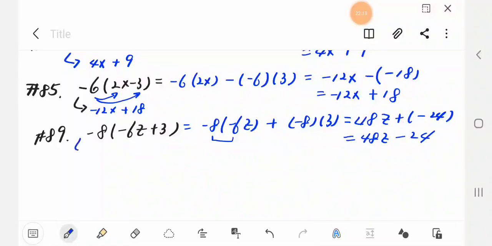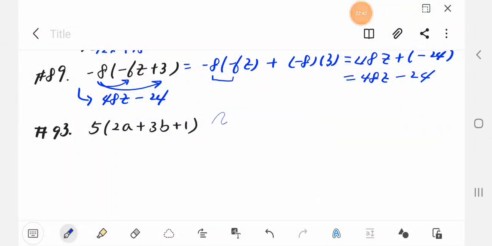Okay, or you can do the mental math. Negative 6z times negative 8, so that is positive 48z. And then 3 times negative 8, so that is equal to negative 24. So you can write the answer using mental math.